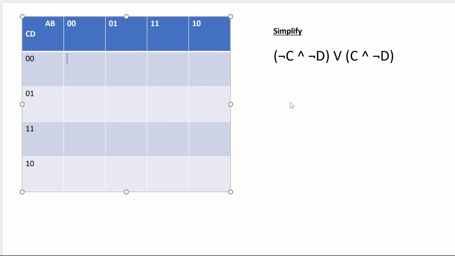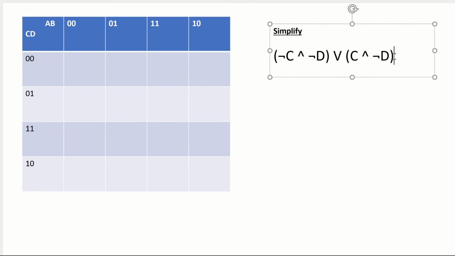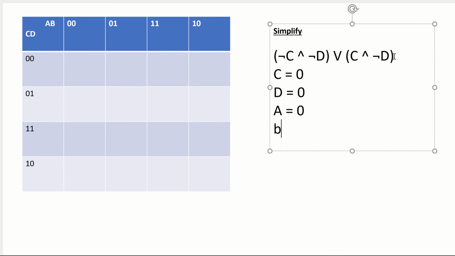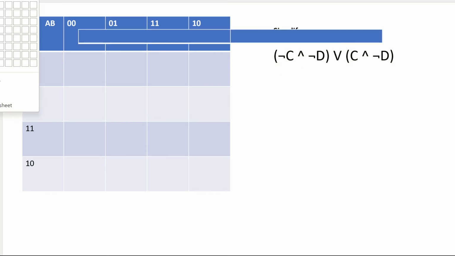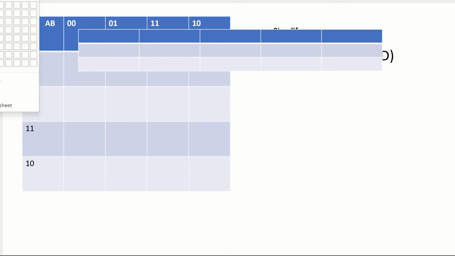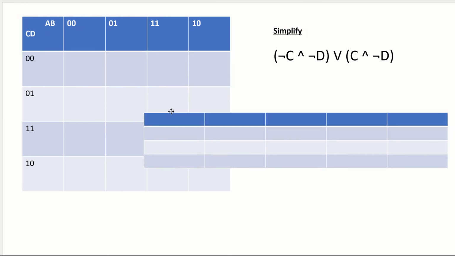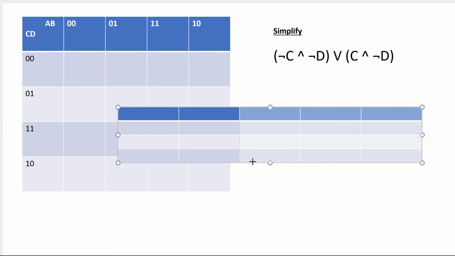Now, the hardest way to do this is to look at each one and plug the numbers in. So if we look at this first box, we've got A and B both zeros, and so are C and D. So what I can do is say, well, I've got C equals 0, D equals 0, and A equals 0, and B equals 0. And then maybe I can create myself a little table, because I've seen some students do this before, so I might do something like this.